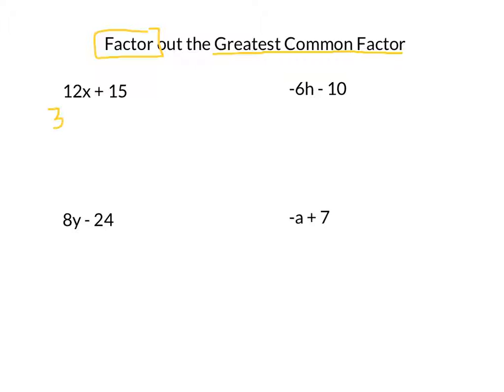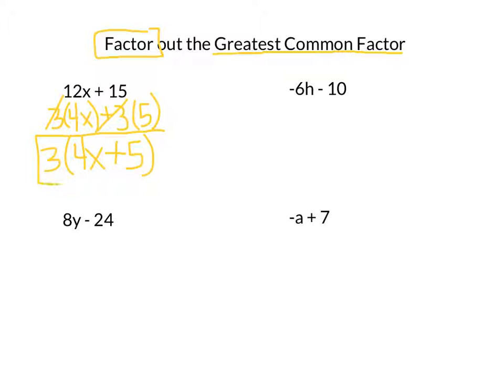So 3 times 4x plus 3 times 5. Now that factor they have in common is going to go out in front of that parentheses. What I do is cross it out so I remember that I've put the 3 out in front, because that's what's in common, and then what's left, the 4x and the positive 5. So that's factoring out the greatest common factor. Now one thing you do want to do is check and make sure that there aren't any common factors with 4x and 5, and they don't have anything in common.